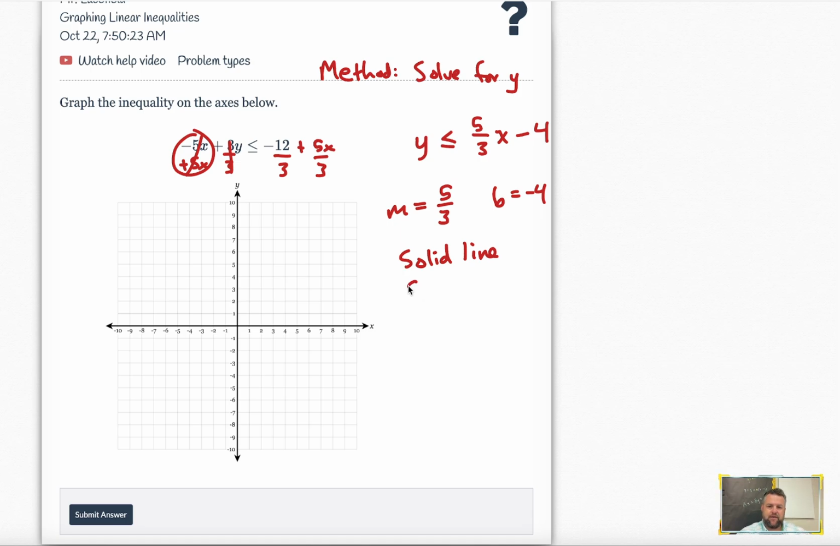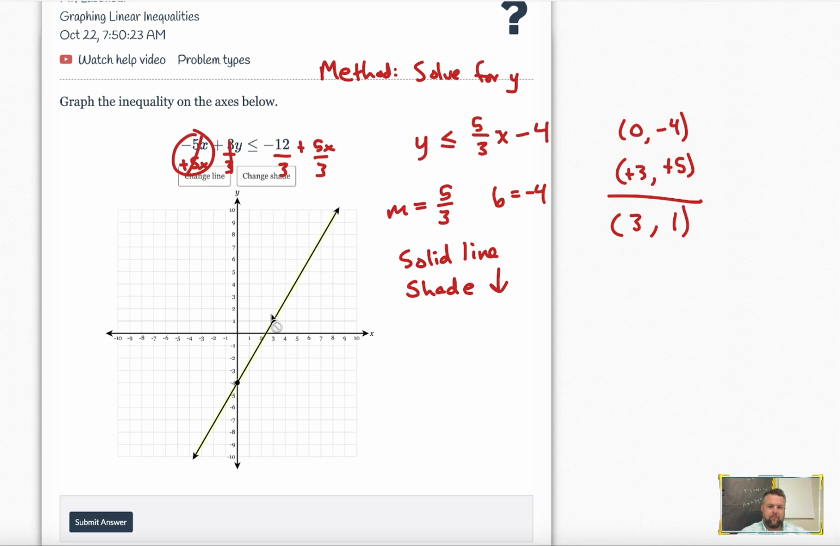and it's going to shade down. So I'm going to plot the y-intercept of negative 4. I'm going to use the slope. So in order to get the next point on my slope, so I'm going to have 0, negative 4. My next point is going to be adding 5 to the y's, adding 3's to the x. So my next point is going to be 3, 1. So I'm going to go to 3, 1.